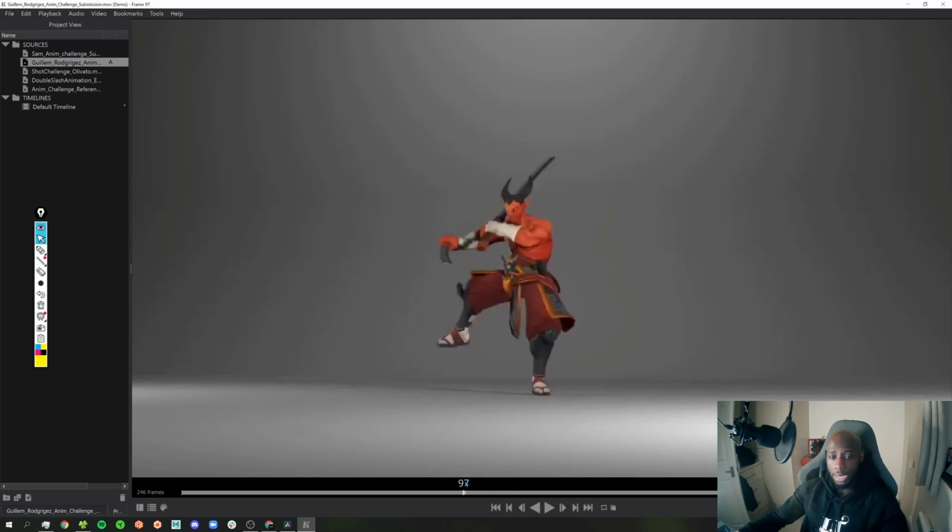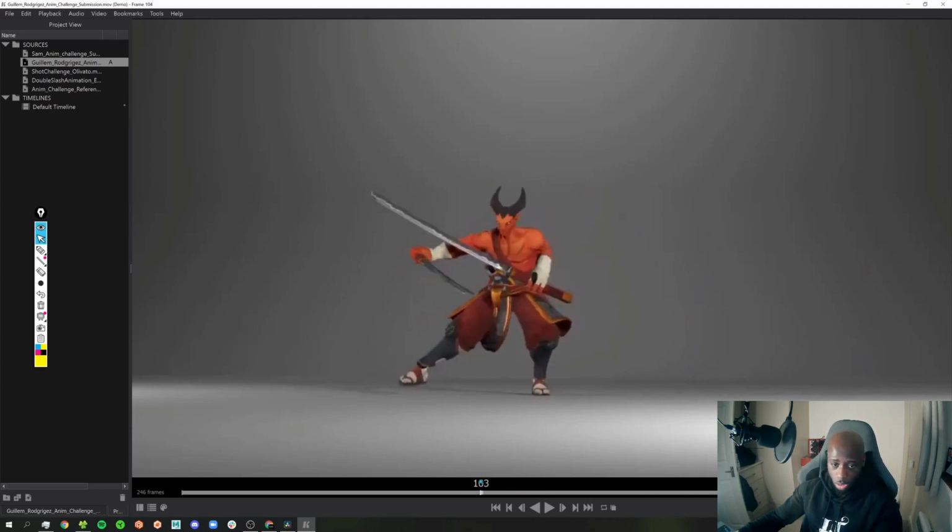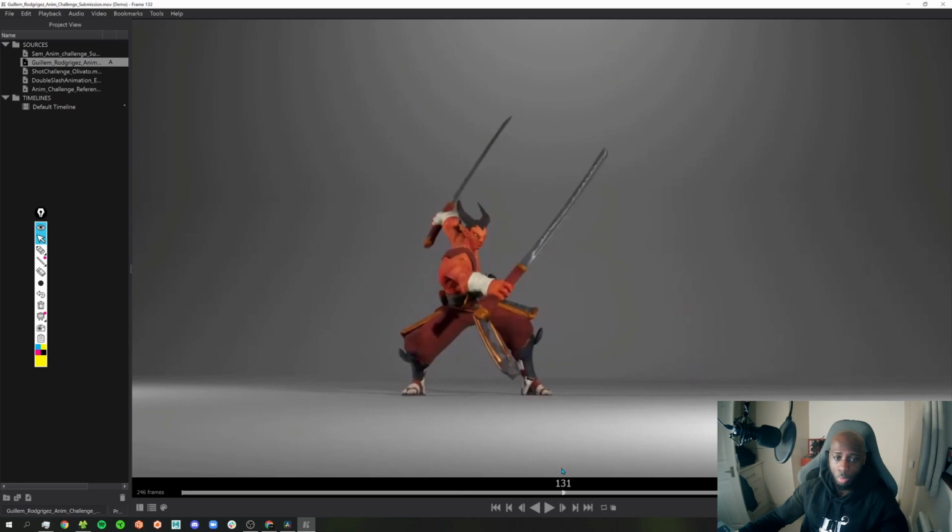Also, I would bear in mind how to follow through and overlap with the swords as well, because right now this isn't necessarily cutting it, but it's okay.